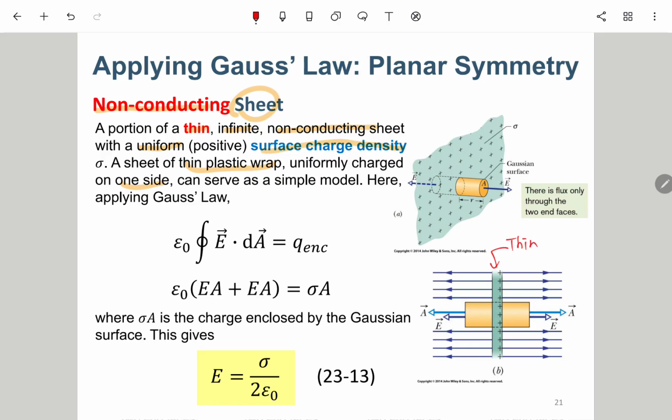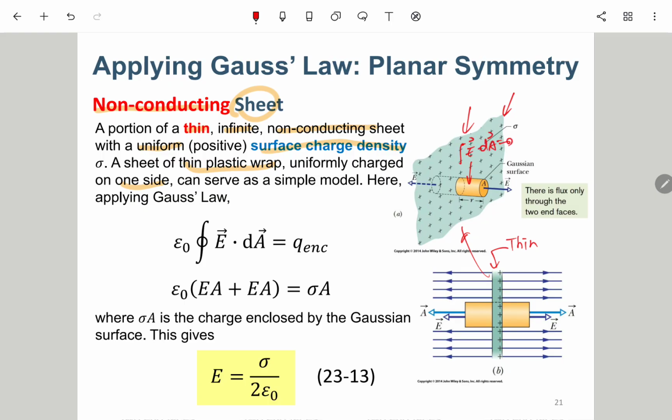We also assume that the Gaussian surface is a cylinder, half of it on the left side and half of it on the right side. Since the sheet is infinitely large, no matter where you place this cylinder it is symmetric, so the E field must be perpendicular to the surface. Which means this part has a flux of 0, the integration of E dot dA is 0.